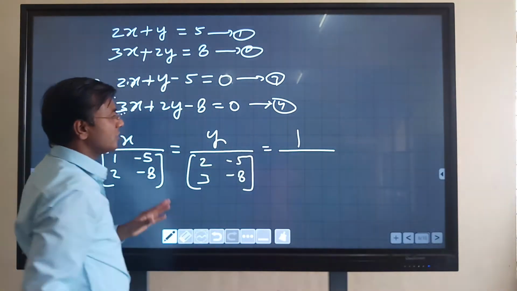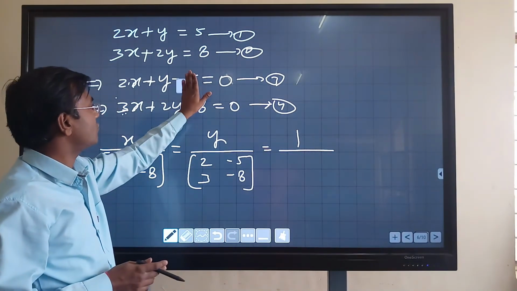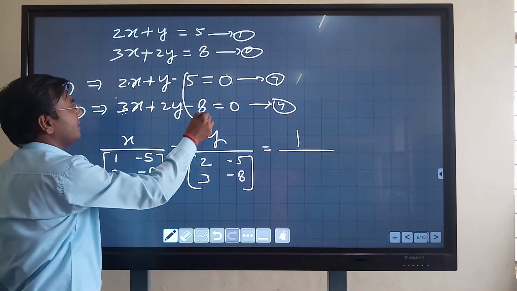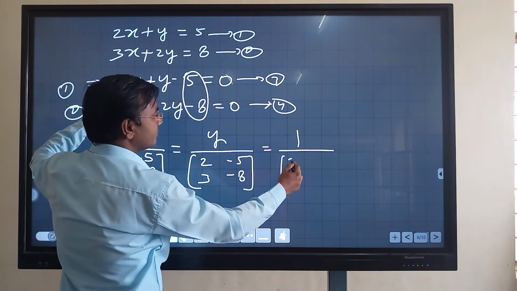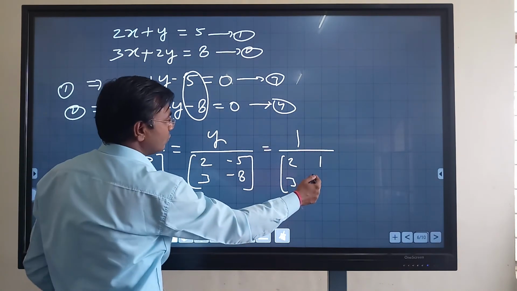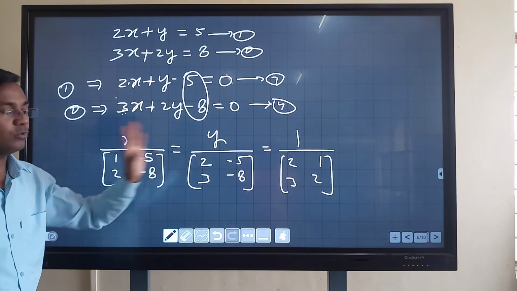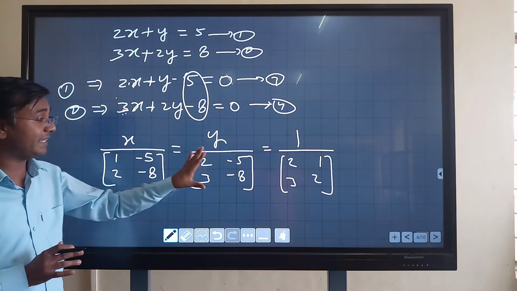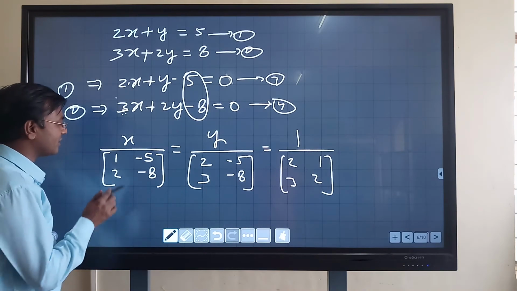Now 1 upon. So 1 upon means we have to hide what? 1 means constant. So hide the constant and write these elements. So we are hiding these elements. What are we left with? 2, then 1 and 3 and 2. Okay, 2, 1, 3 and 2. Clear? So now this is the very important rule of how to write x upon, y upon and 1 upon. Now think that 70% of the work is over.